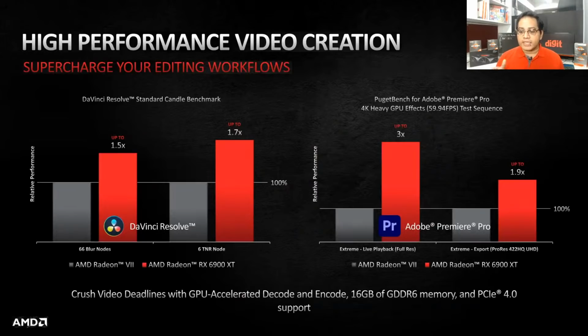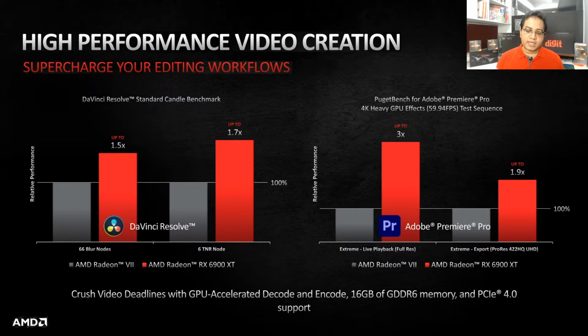Moving on, we are now looking at video editing applications. DaVinci Resolve and Adobe Premiere Pro are two of the most popular video editing applications, and the RX 6900 XT is seen to have up to 3 times the performance of the Radeon 7. It should be noted that the workload comprised of 4K footage running at 60 or rather 59.94 FPS and had a lot of visual effects laid onto it.